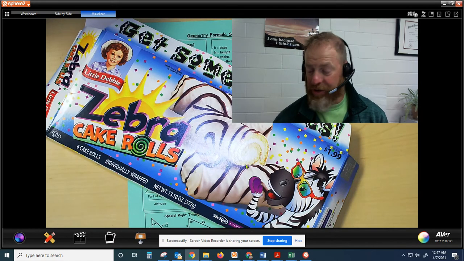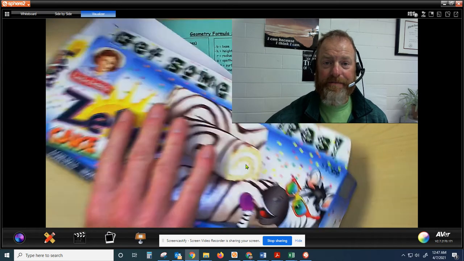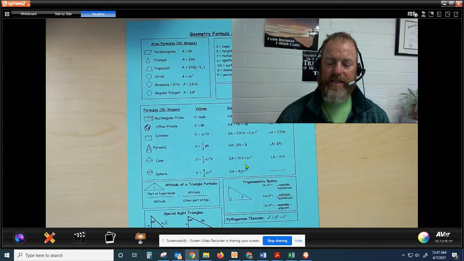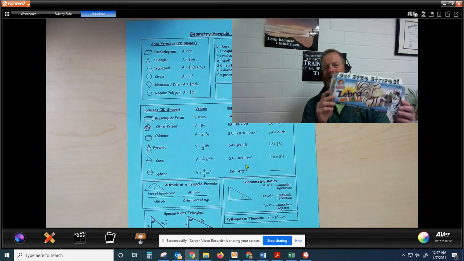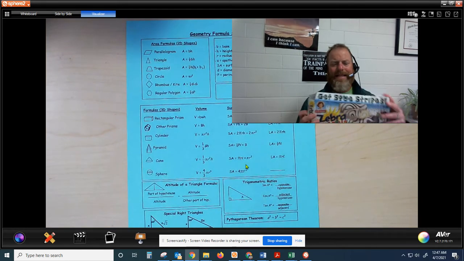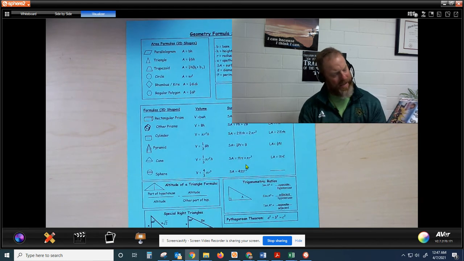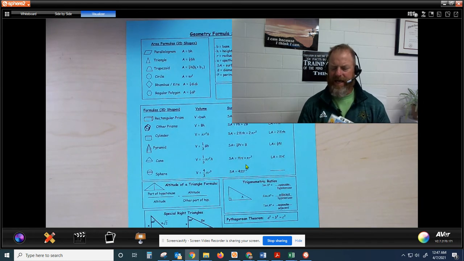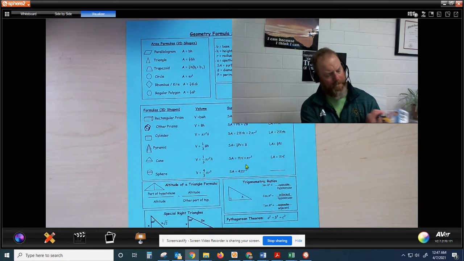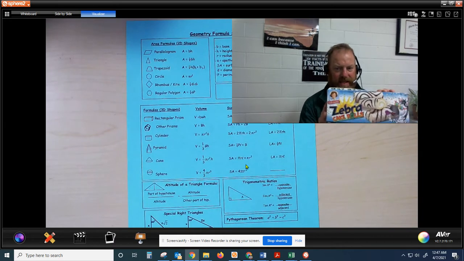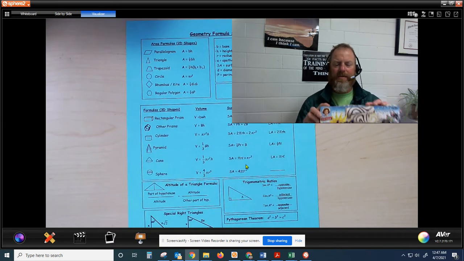All right, so I chose the zebra cakes. Let me reach over here. I chose the zebra cakes. I'm going to hold up the box, right? Originally, the box comes, it's got 6 tasty cake rolls in there. Individually wrapped in this case, 6 individuals, right?